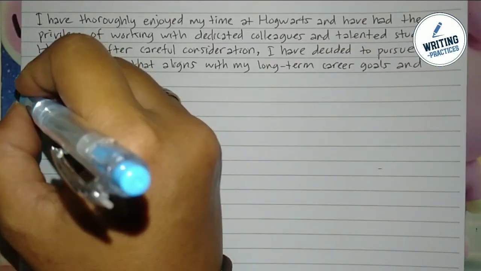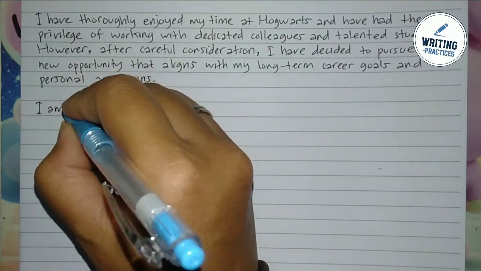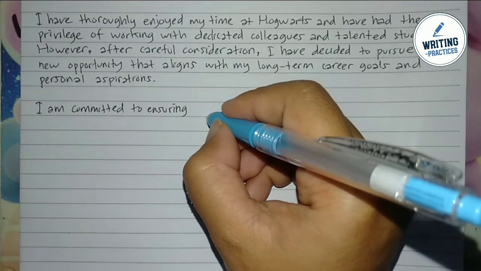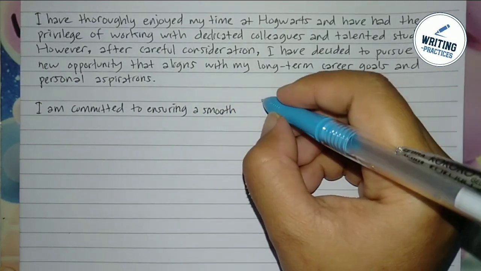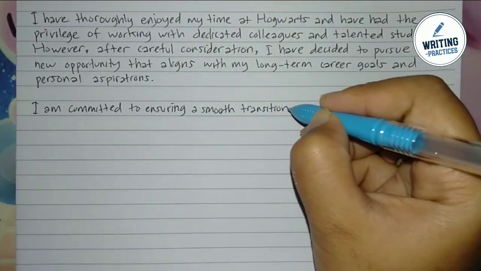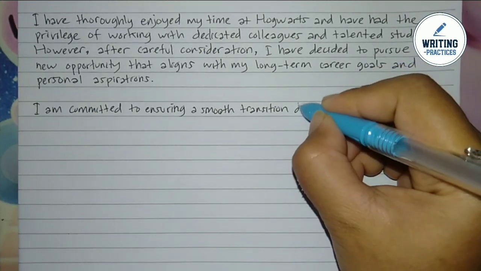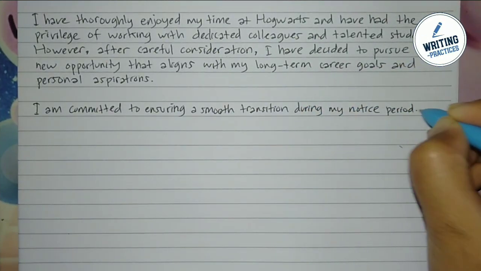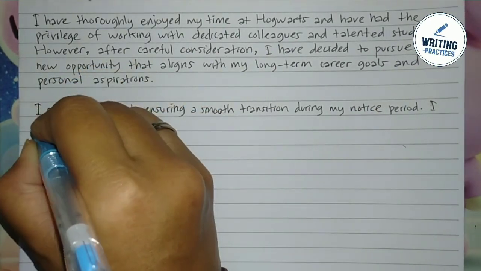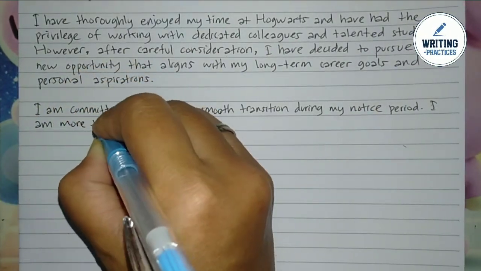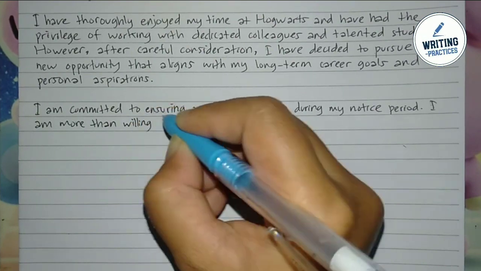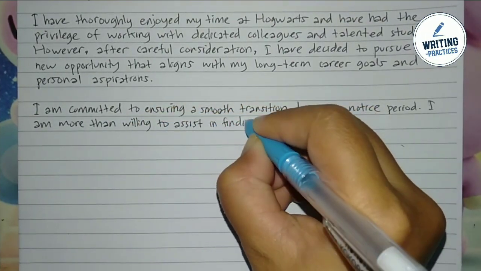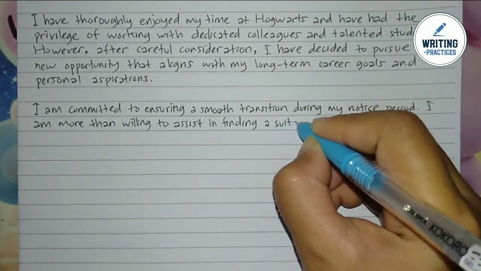In the third paragraph, offer to assist with transition. Here, you should offer to assist with the transition process. For example, you can write, "I am committed to ensuring a smooth transition during my notice period." And you can also mention your willingness to help. They can be to help find a suitable replacement, prepare handover materials, and complete pending tasks.